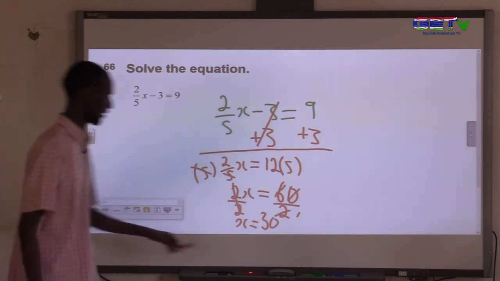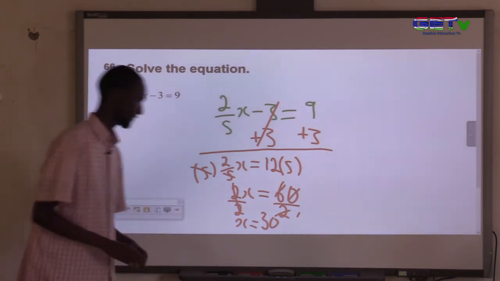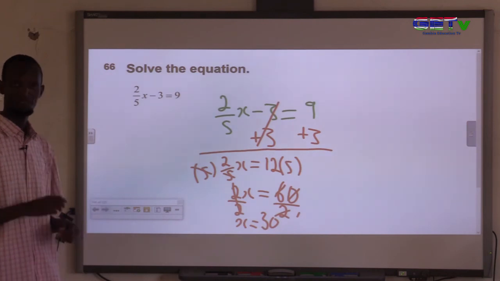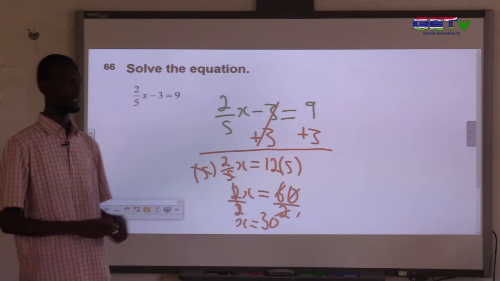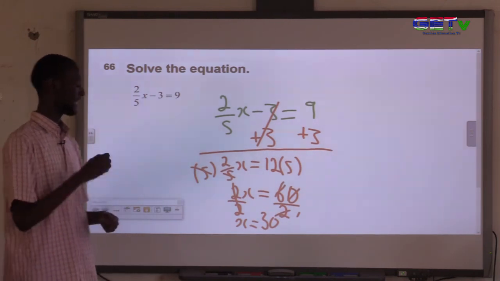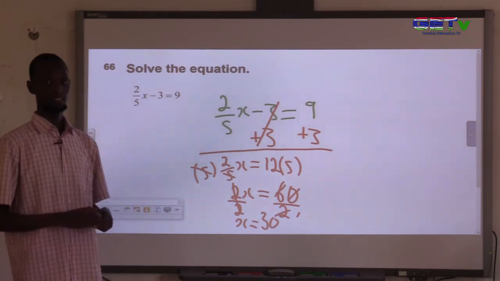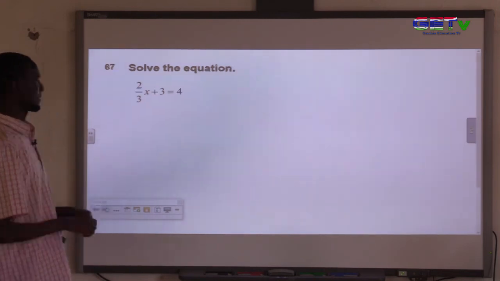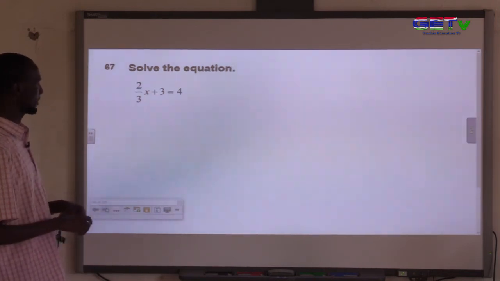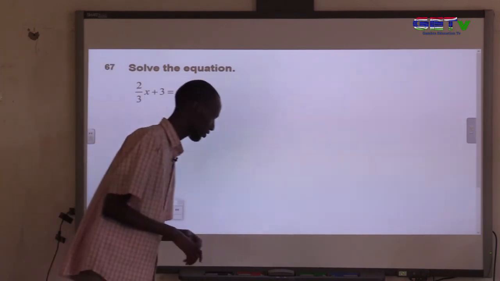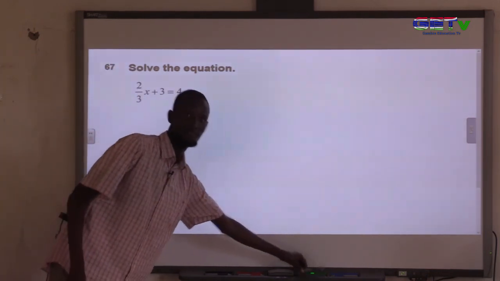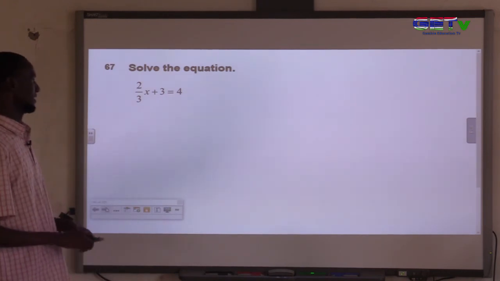So, is our variable now alone? Yes, finally it is alone. So therefore that is our answer. The solution to this question, again, would be x is equal to 30. That is our solution. Now this looks quite similar to the previous one. So solving it should not be a problem to you at all now. Again, let's go through it.